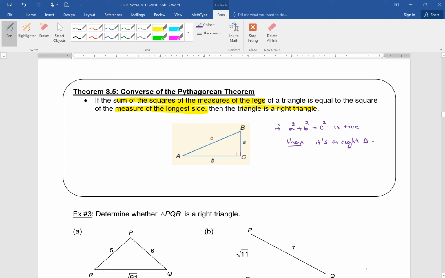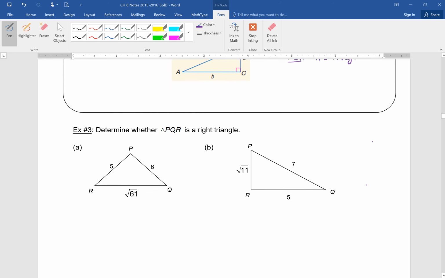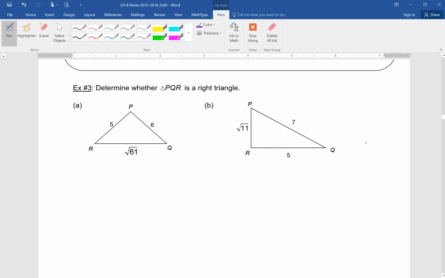Okay? All right. So look at this one. We have a triangle. Now, which one is the longest side here? It's the root 61. And if you don't know off the top of your head, plug it in. You also know that 6 squared is 36, and this is a 61. That means it's bigger than 6. So this is the longest side, which means that's your C.